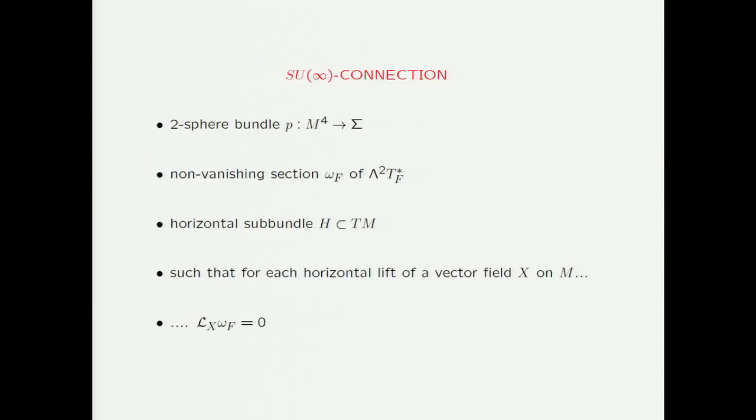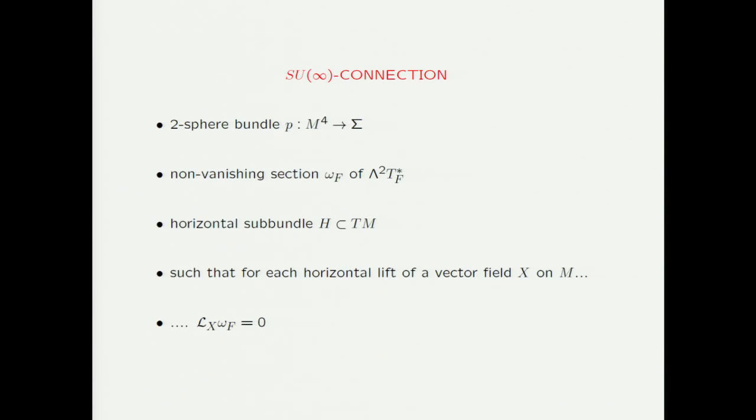Okay, so now, what did I say? I said that we wanted to replace the gauge group, the compact group G, by SU(infinity). So what does that mean geometrically? First of all, what is an SU(infinity) connection? It's a connection whose holonomy is the symplectic diffeomorphisms of the two-sphere. So you think of that in terms of the associated two-sphere bundle. We have a four-manifold fibering over our surface. We need a symplectic form along the fibers. That's what this is.